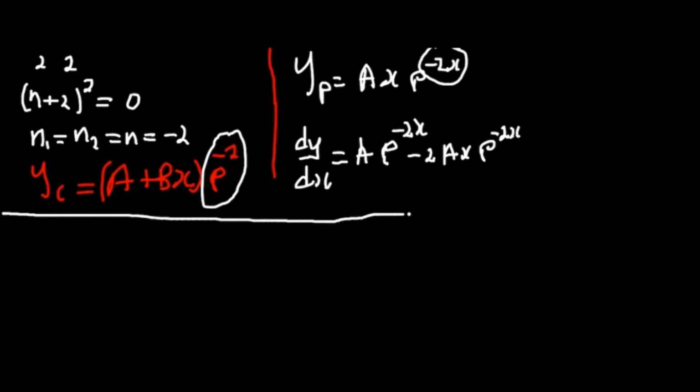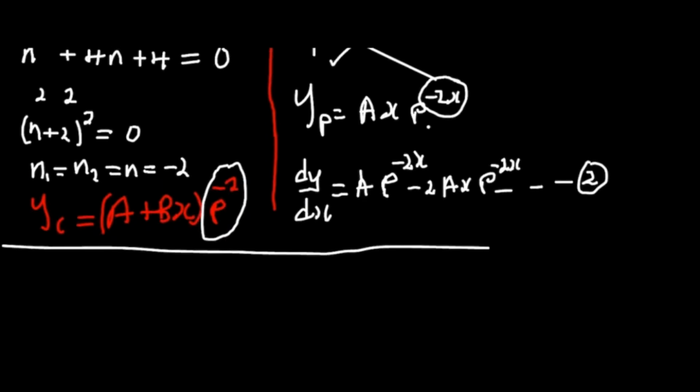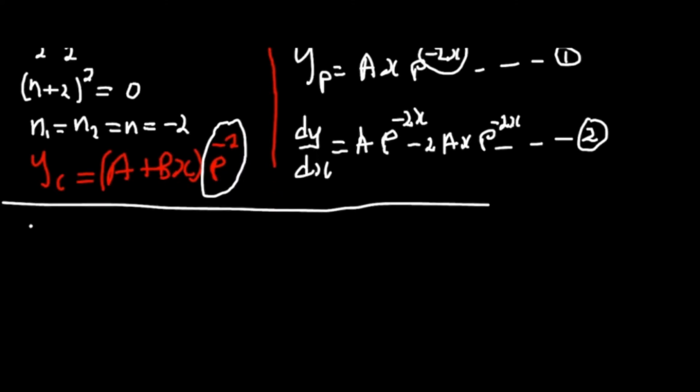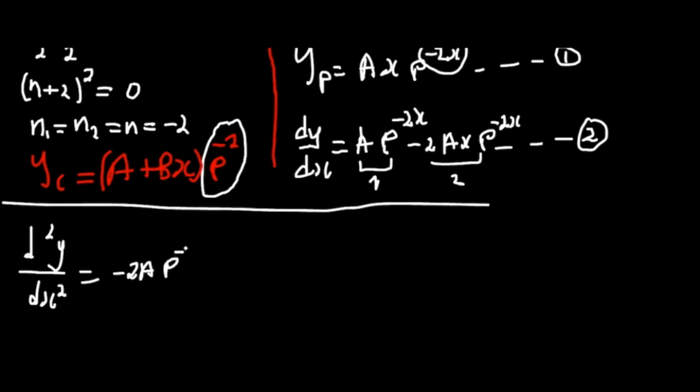Now to look for the second derivative, we can give the first derivative a name. Let's just say equation 2, and we call this our equation 1. So now to look for the second derivative, d squared y over dx squared, we're going to concentrate on these terms. We have term 1 and term 2. Looking at term 1, the derivative of minus 2x is minus 2, so we are going to have minus 2a e to the minus 2x. So we are done with the first term.